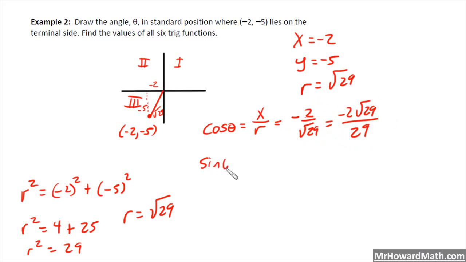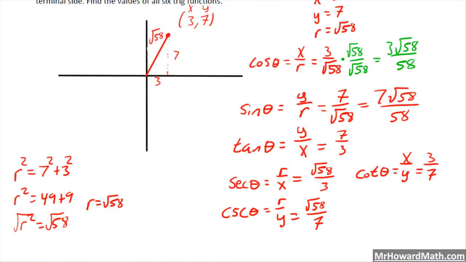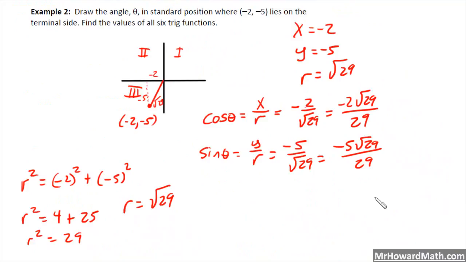Okay, sine theta is equal to y over r. So for us, that is -5 over square root of 29. Rationalize it: -5 square root of 29 over 29. That's the pattern. Go back and look at that original on how I did it if you still need help with that. Tangent theta. Tangent is equal to y over x. So for us, that is -5 over -2, which simplifies to 5 over 2. The two negatives cancel.